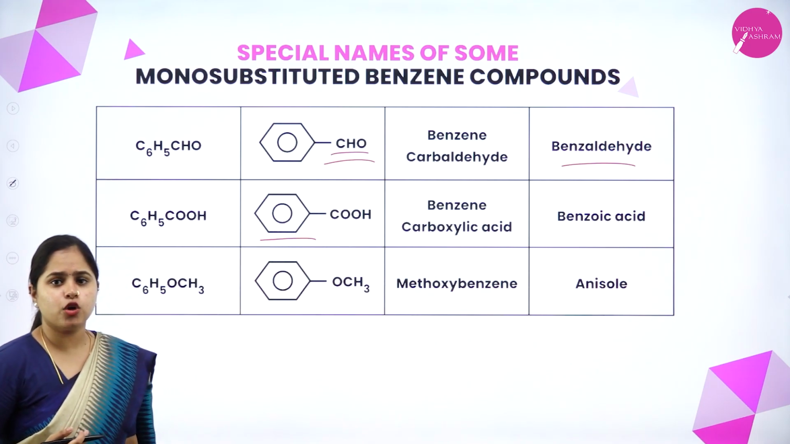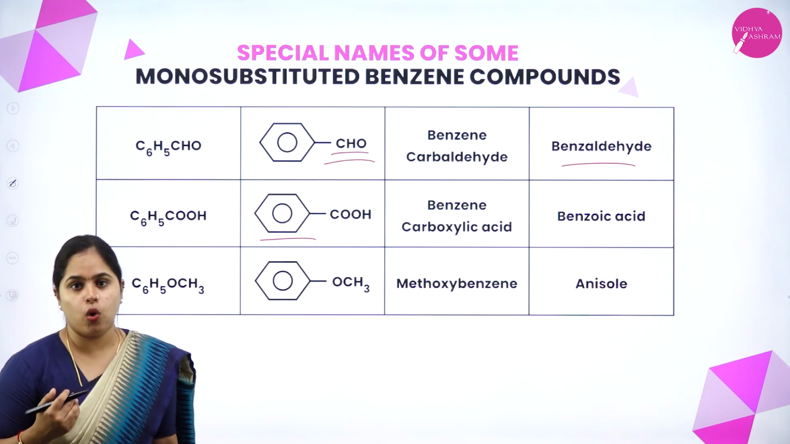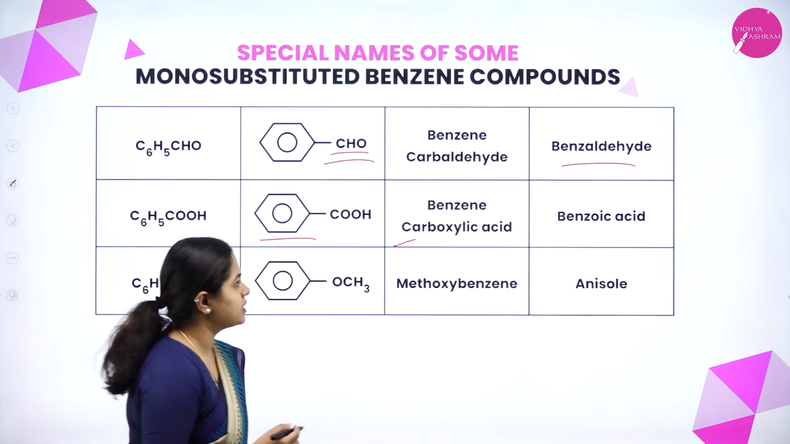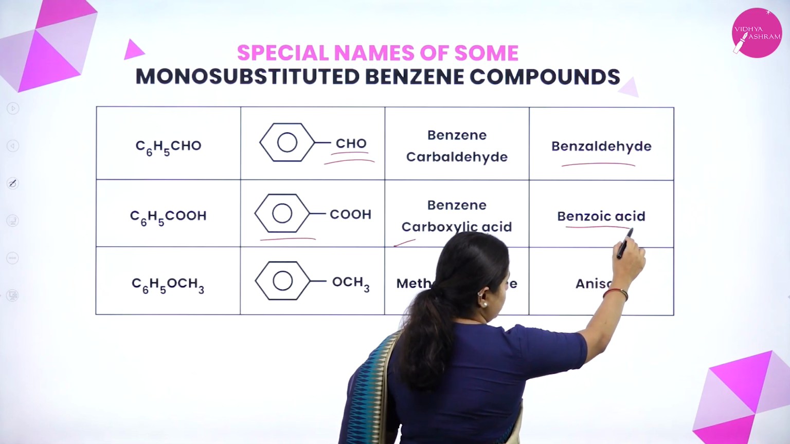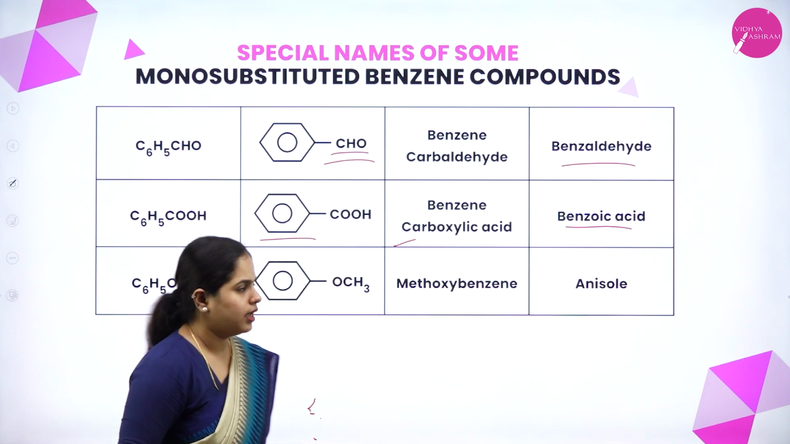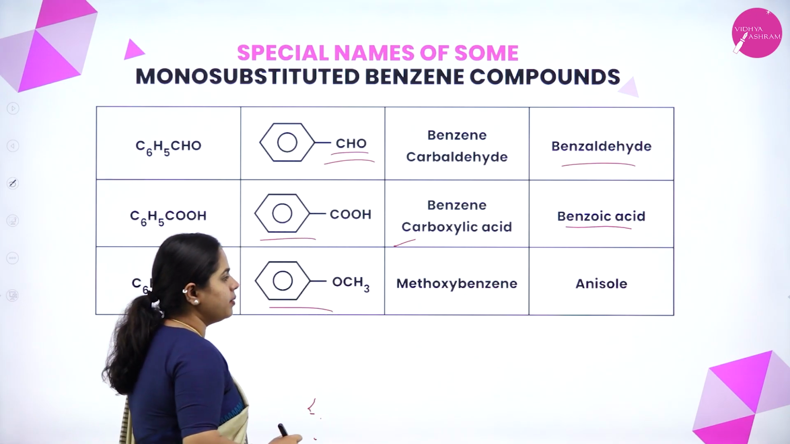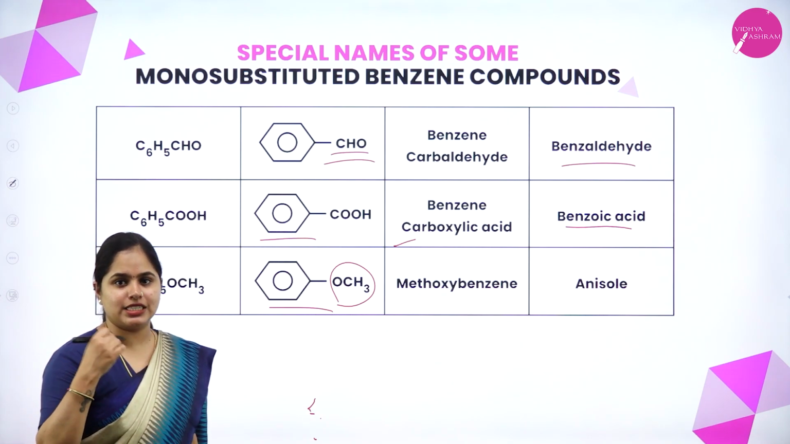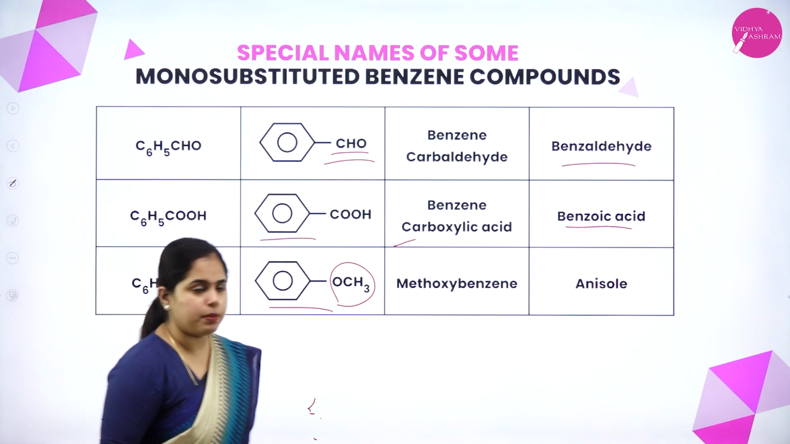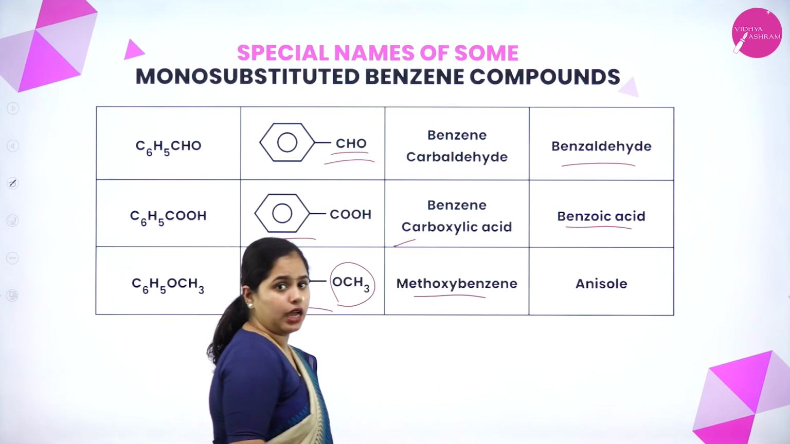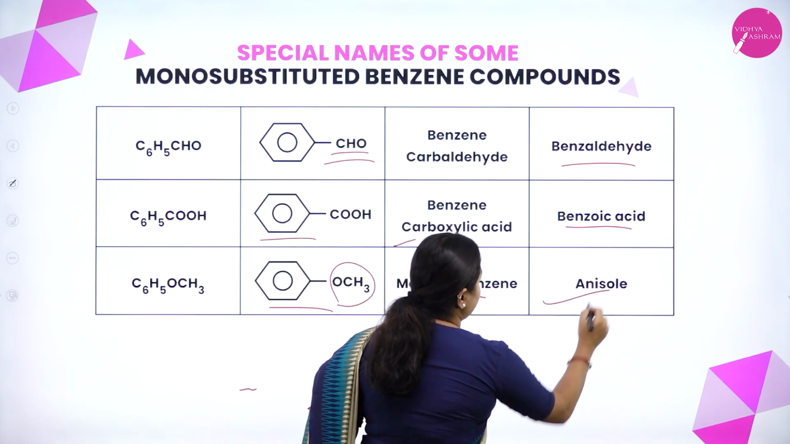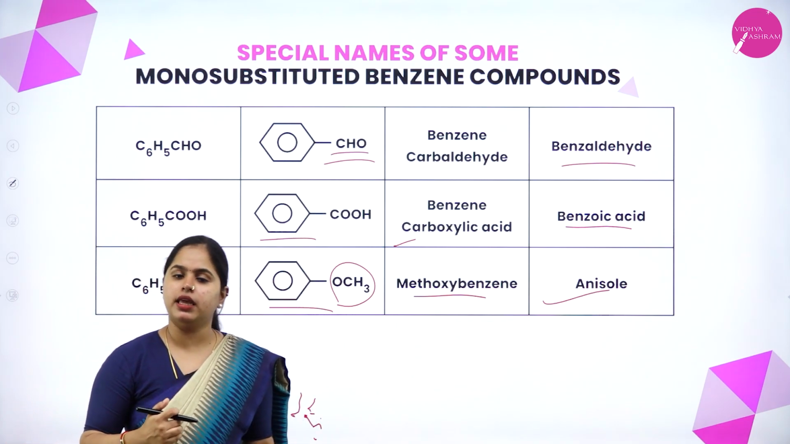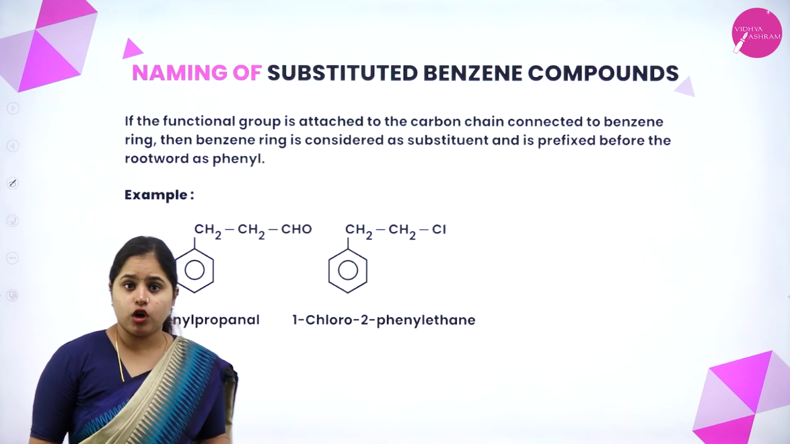Next is benzene ring, and then we have a COOH, that is carboxylic acid. IUPAC name is benzene carboxylic acid, and the special name is benzoic acid. Next one is benzene and OCH3. We just discussed it now. It is OCH3. That is methoxybenzene. Methoxybenzene will be the IUPAC name and the general name is anisole. So all these special names are also accepted by the IUPAC. Now moving on to the next part.